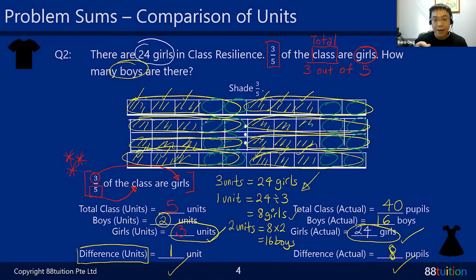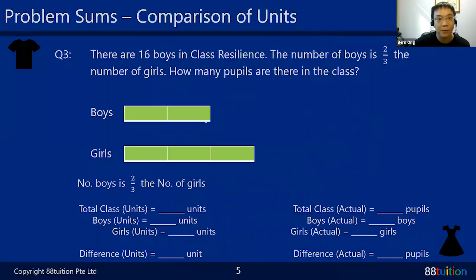Can? All right, come, let's move on to question 3. There are 16 boys here. Hey, the clue. The clue is 16 boys. It's not the total. This is the actual number of boys. So this 16, where do I put? I put under the boys here, on the right-hand side.